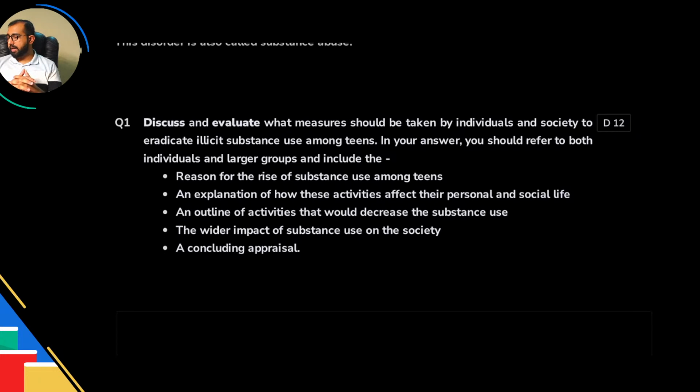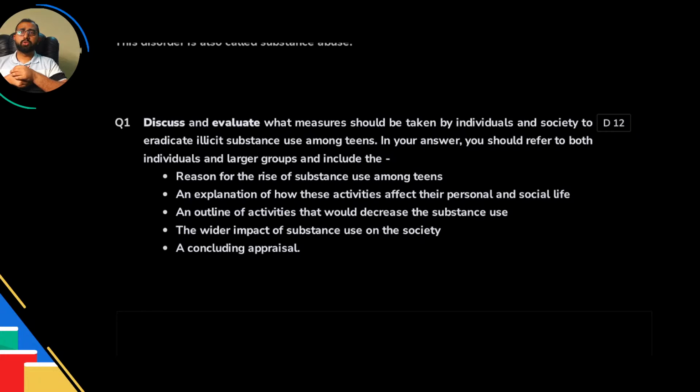Then they're asking for an outline of activities that would decrease substance use. This is important. You are using your brain to figure out how you can stop this. So talk about at least one reason, but I would suggest you go ahead and give an outline of multiple activities, because this is going to be a lot of work. This is worth a lot of marks, I think.